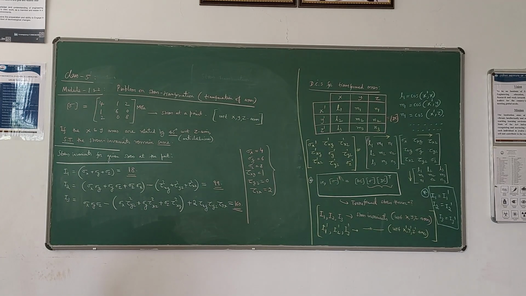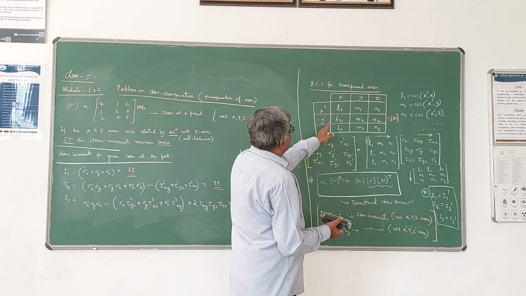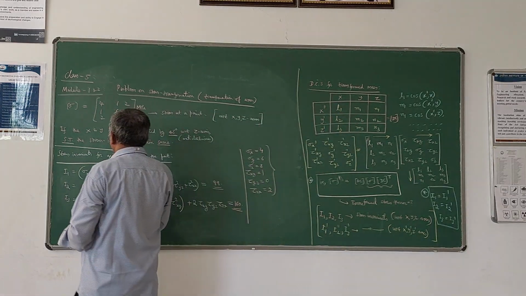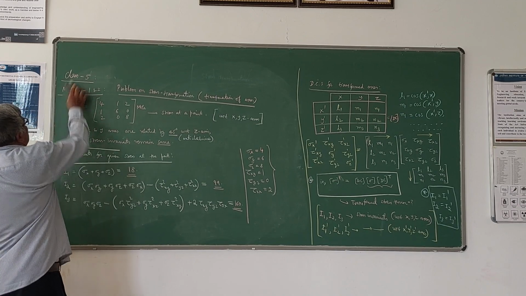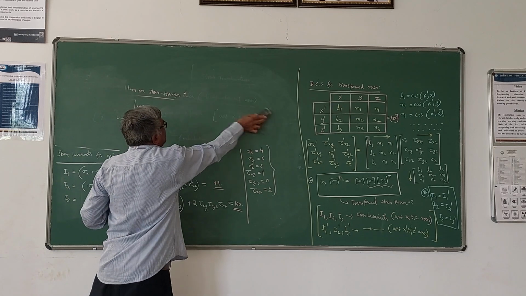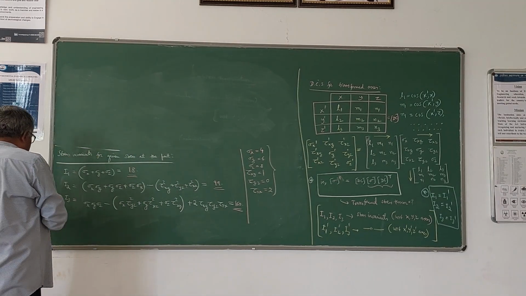So we have to write it in this form. I write here only 11. The DC matrix, DC, is equal to L1 M1 N1, L2 M2 N2, L3 M3 N3.